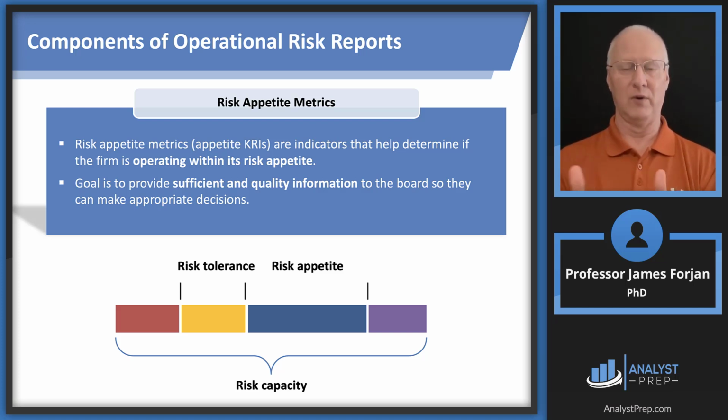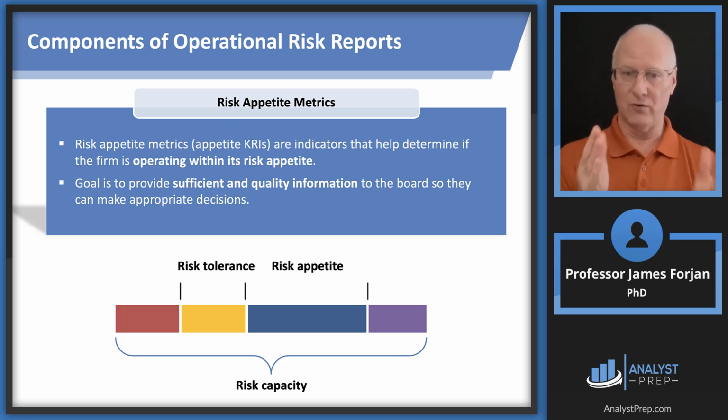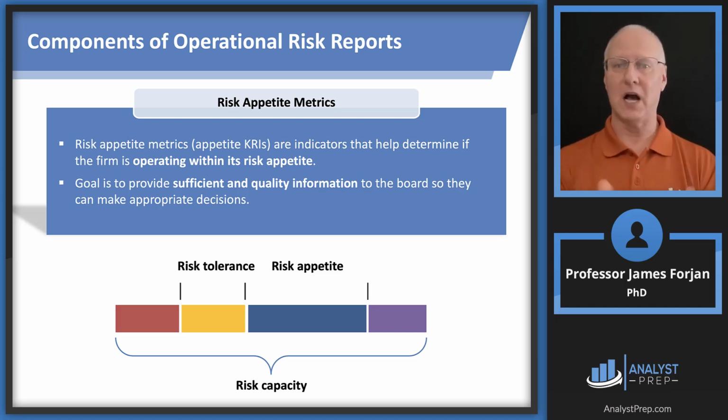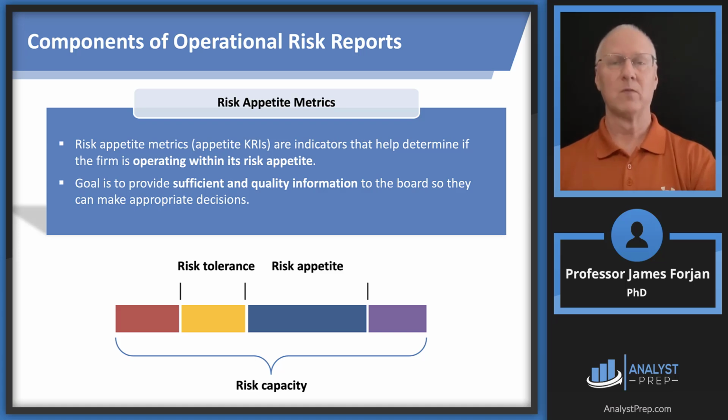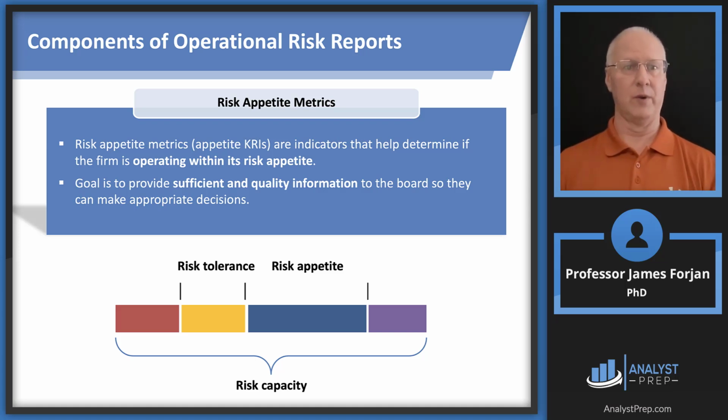So there is a risk appetite, and that comes from the chairman of the board and the board of directors. And there's our risk tolerance. So appetite and tolerance, remember, those are two different things. But what we need to do, look at the very top bullet point. These metrics are indicators that determine if we are operating within its risk appetite.